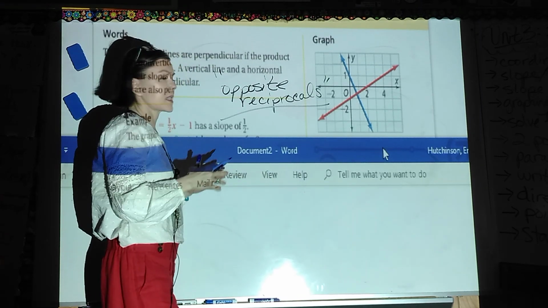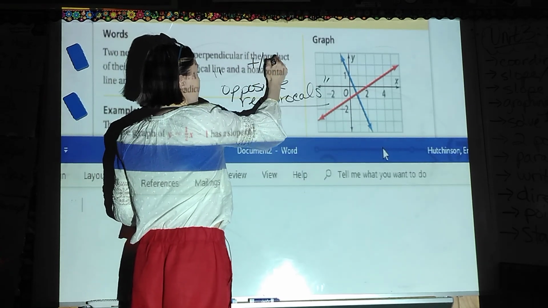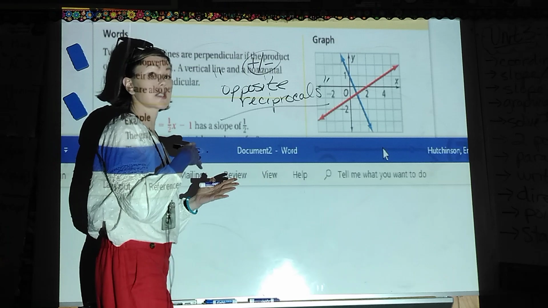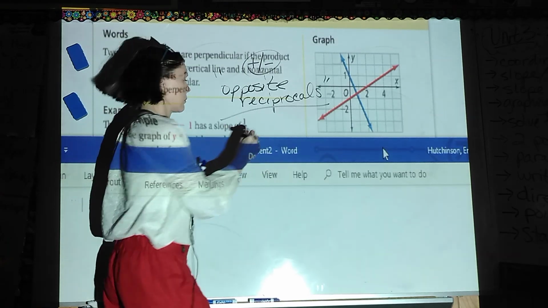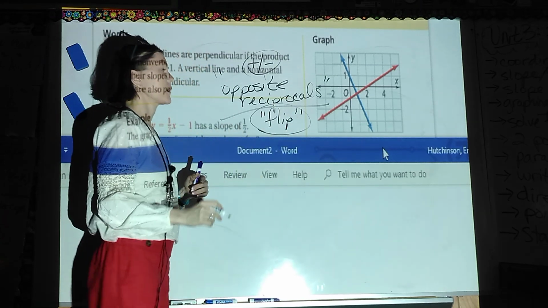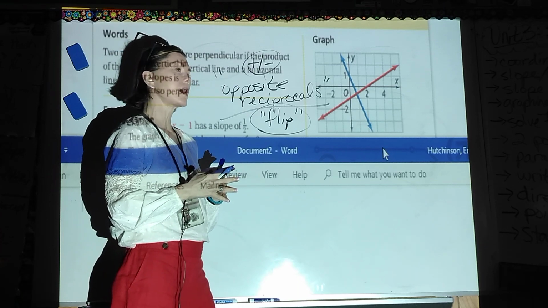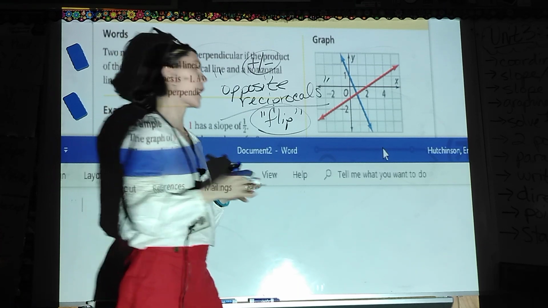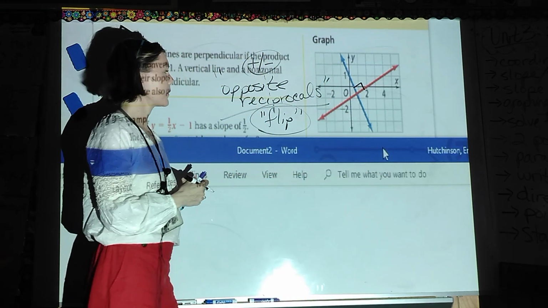Okay, what does that mean? Well, opposite refers to positive and negative, right? Opposite sign. And then reciprocal means you're going to flip it, okay? Write this down, flip, okay? And by the way, perpendicular lines always intersect each other at a 90-degree angle. So there you have it, okay?